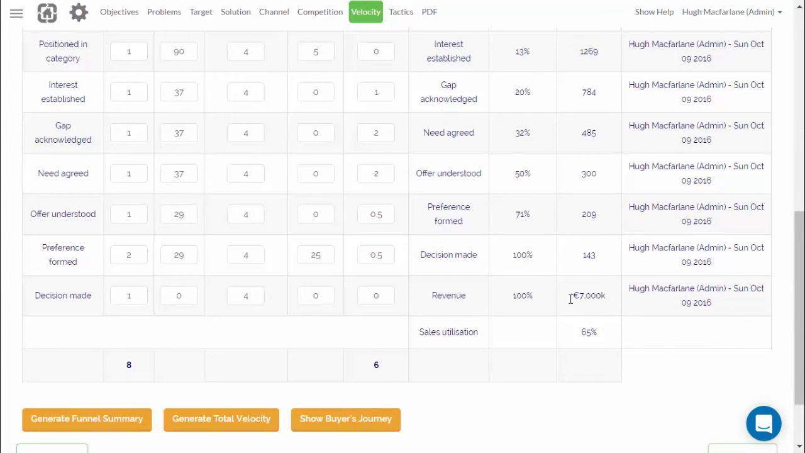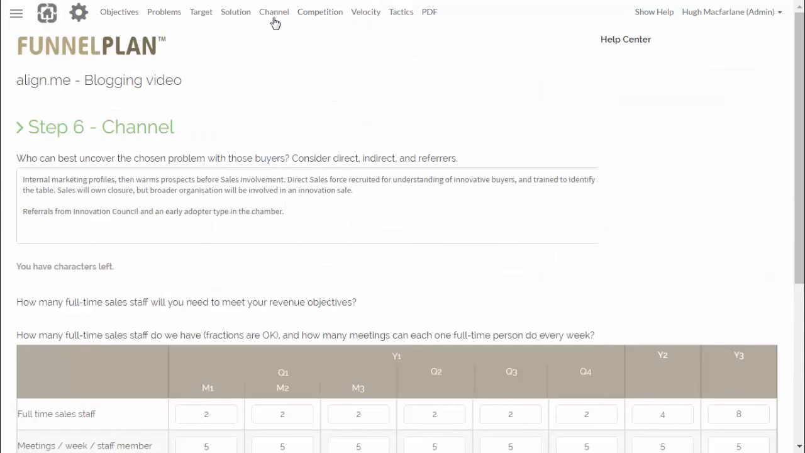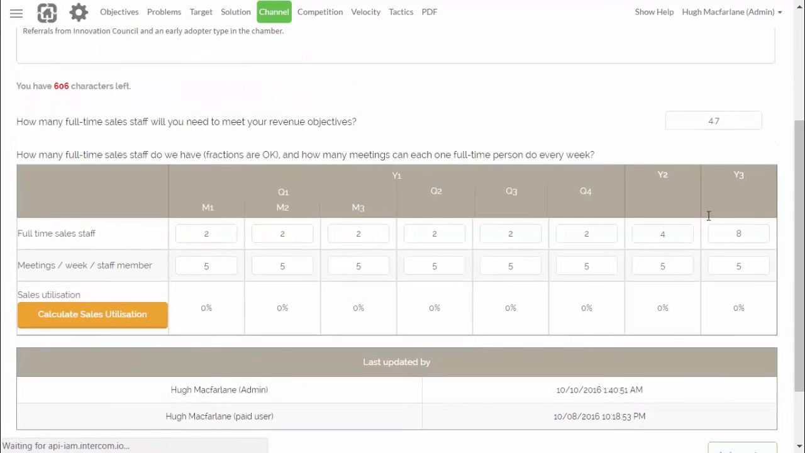So here we go. It's got me at 65% utilisation. The net effect of that is I don't need as much sales force because I've increased my closure rate and I've got marketing to do the heavy lifting at the front. Now I'm going to go through into channel and I'm going to change my sales force size down. I know that I only need 2/3 of the sales force.